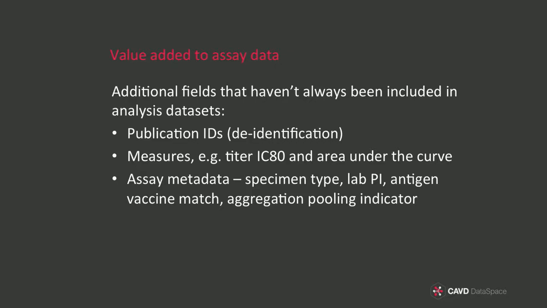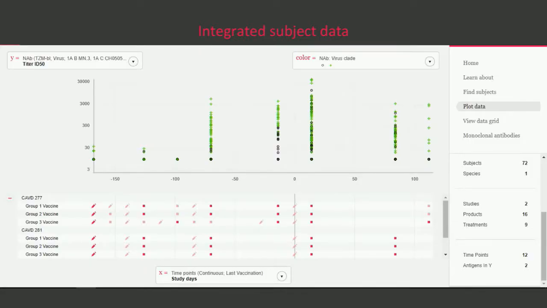And then we bring in additional assay metadata like specimen type, what was the name of the lab that conducted it, whether the antigen matches the vaccine that's being tested, et cetera. So all this standardization makes it possible to easily view the data across studies. What we're seeing here is one of the sections; we talked about some of our pages in Find. All these other areas deal with the data directly. So this is one area in the application that we call Plot.